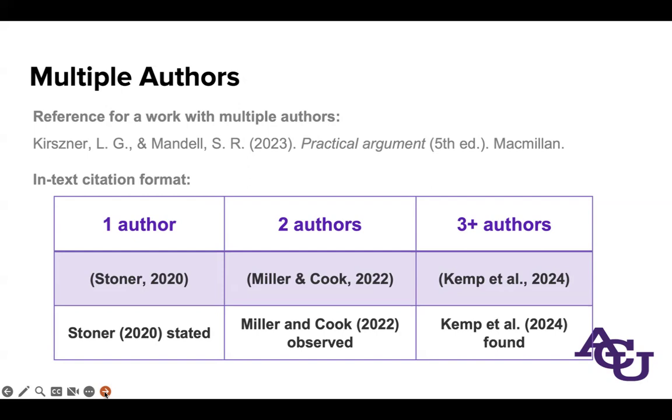There is not a period after et. So if you write this as a parenthetical citation with the year right after it, you're going to have et al. period, comma, and then the year.